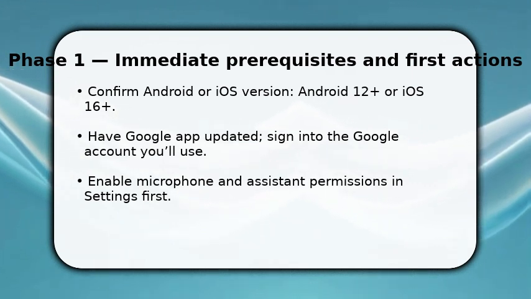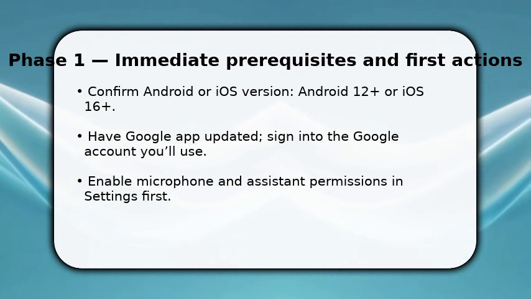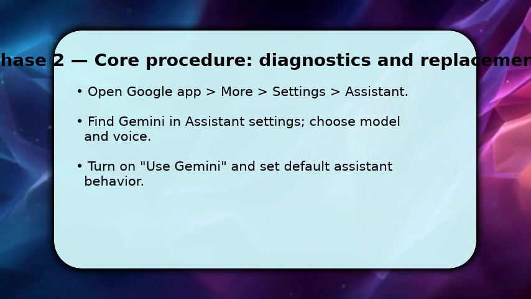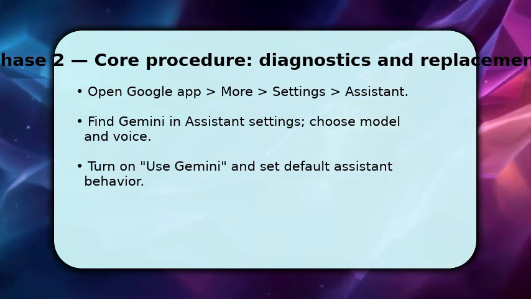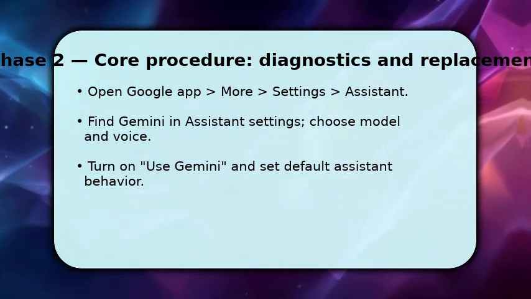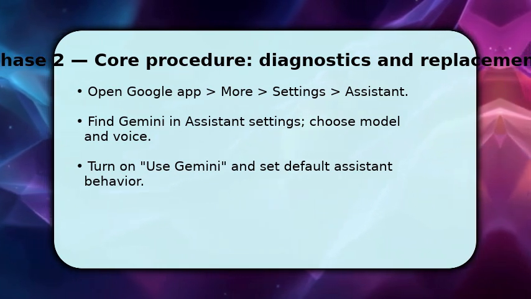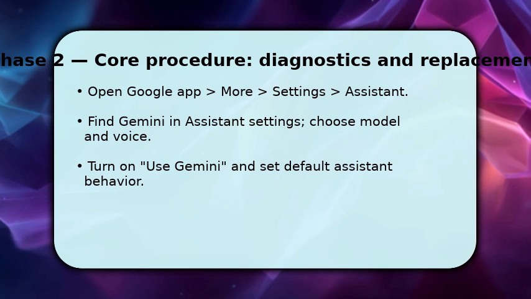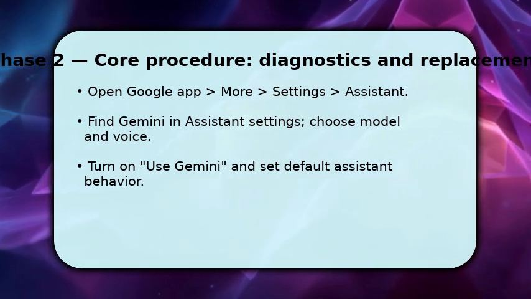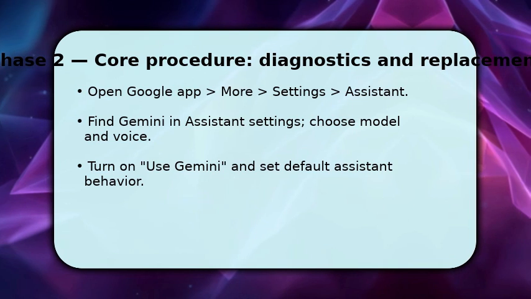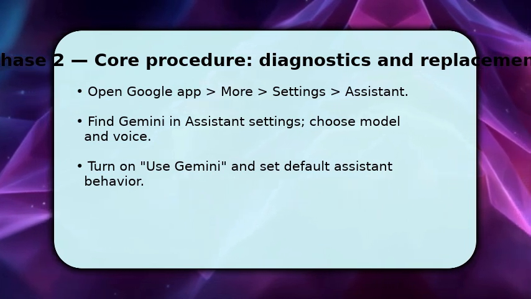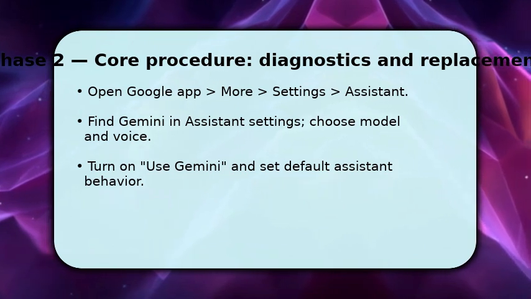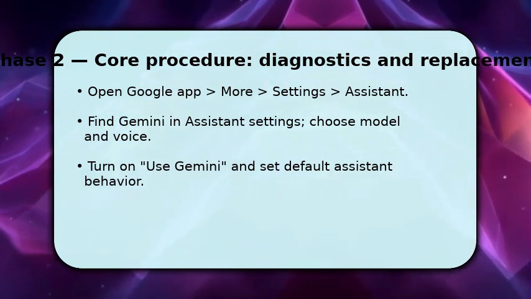Now you'll activate Gemini inside the Google app. Follow settings to Assistant and locate the Gemini option. Tap to select the model and choose voice preferences. You can pick a concise or chatty tone depending on how you plan to use it. Once selected, enable Use Gemini as the default assistant so requests go to Gemini automatically. Make sure to review any extra permissions the toggle requests. Approving them lets Gemini handle voice, search, and app integration without repeated confirmations.